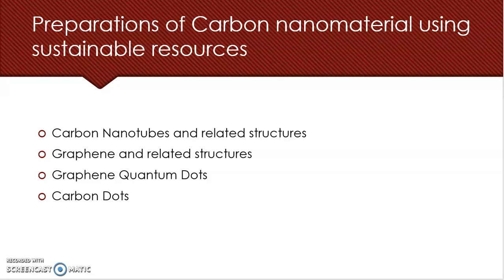Carbon dots. When the carbon nanoparticles are less than 10 nanometers and are amorphous in nature, they are called carbon dots. They are characterized by their remarkable optical properties and fluorescence emission which make them ideal candidates for numerous applications in sensing, bioimaging and photovoltaics. Now coming to the next slide.